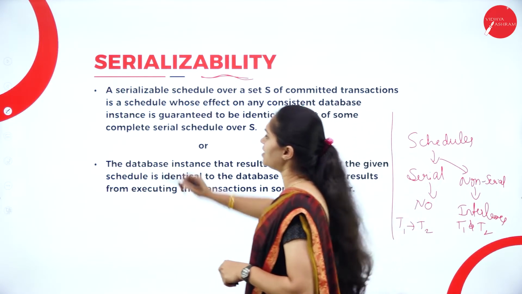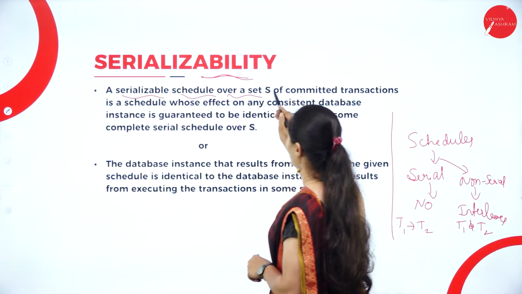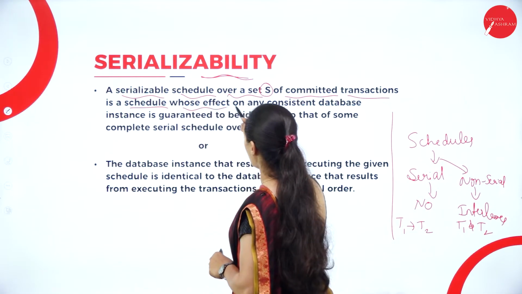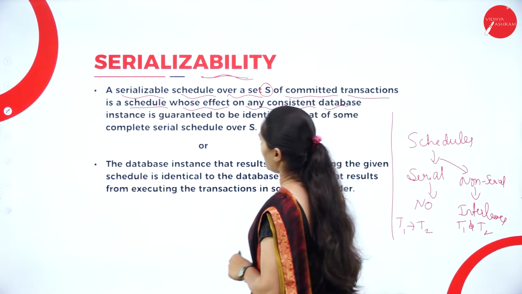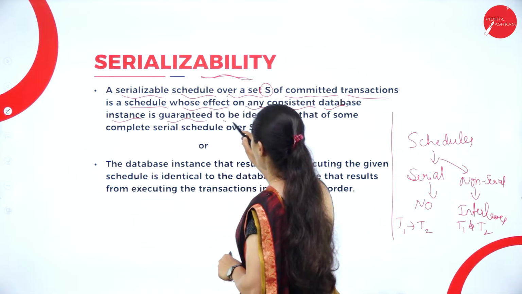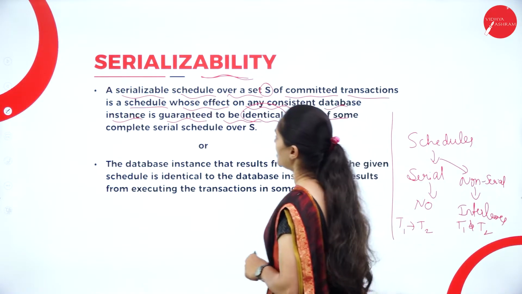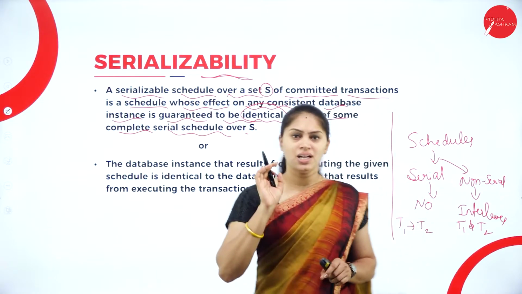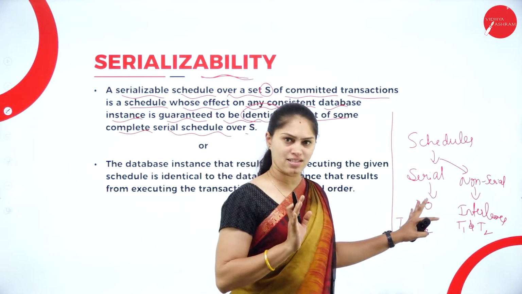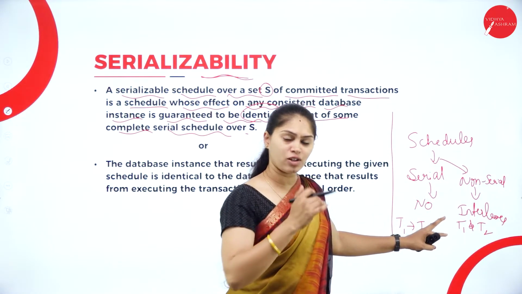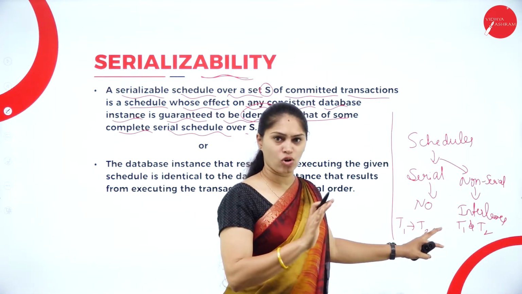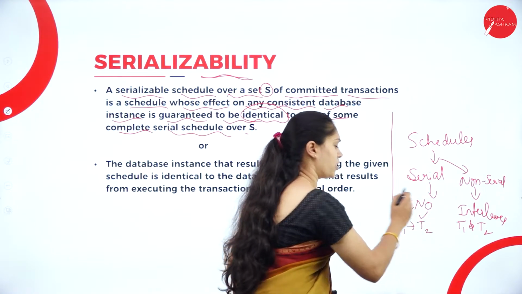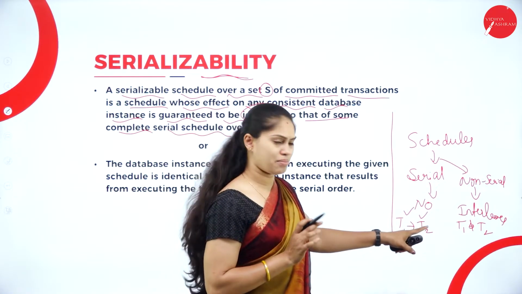You can see here, a serializable schedule over a set S of committed transactions is a schedule whose effect on any consistent database instance is guaranteed to be identical to that of some complete serial schedule over S. So here, just understand, I have two transactions T1 and T2 that are going to be executed serially. No problem, nothing here. T1 will execute first, T2 will execute later. So we get some resultant.